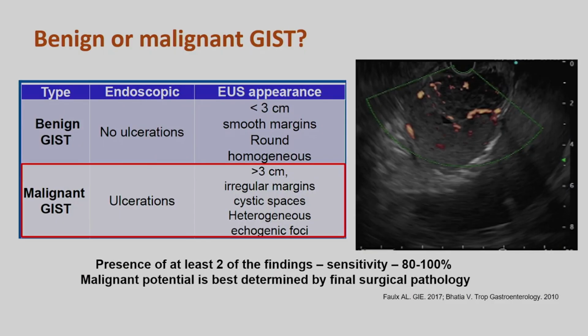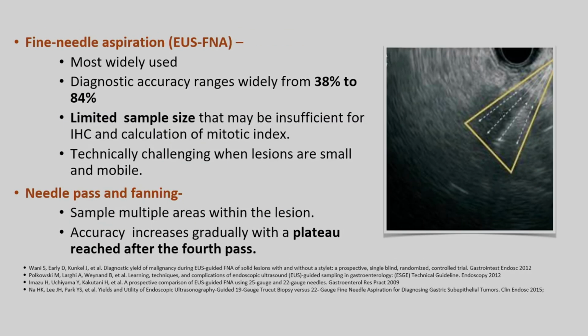GIST are very common lesions which we see in the stomach. And how do you differentiate between benign and malignant GIST? Of course, on endoscopy, ulceration is seen in malignant GIST. In EUS appearance, the benign GIST are smaller, less than 3 centimeters, with smooth margins, round, homogeneous. These are gross criteria, and malignant GIST will be the opposite. Presence of two of these criteria has almost 80 to 100% sensitivity in determining malignant potential of these lesions.